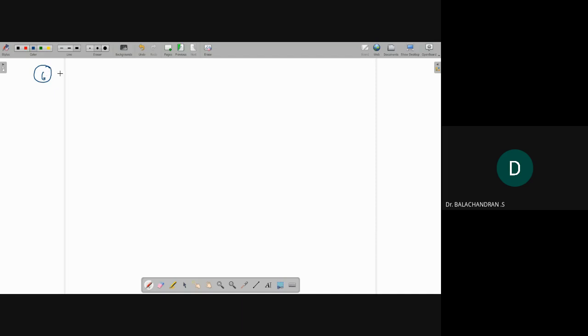Sixth question and the last question in today's class. If i power i power i, up to infinity, equals a plus ib, prove that subdivision 1, a square plus b square equals e power minus pi b.